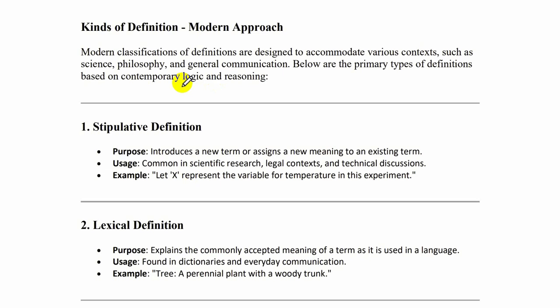What is the purpose of stipulative definition? It introduces a new term or assigns a new meaning to an existing term. Whenever we define a new term, that is stipulative, or when we assign a new meaning to an existing term, it is a stipulative definition. It is commonly used in scientific research, legal contexts, and technical discussions. Example: let X represent the variable for temperature in this experiment.